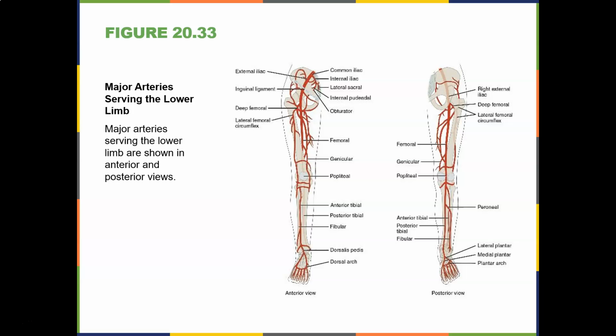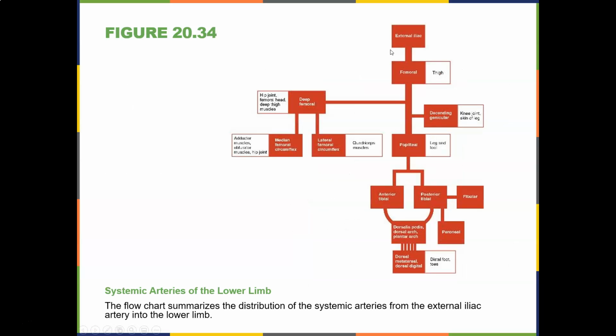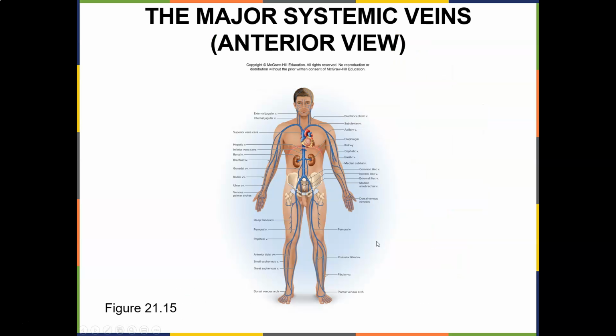Major arteries serving the lower limb: femoral, popliteal. Again, the femoral artery is huge, but look at all the things that come off the femoral artery: the deep femoral, the medial femoral circumflex, the popliteal, then the anterior and posterior tibial.